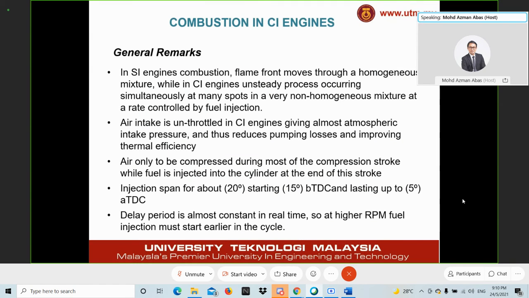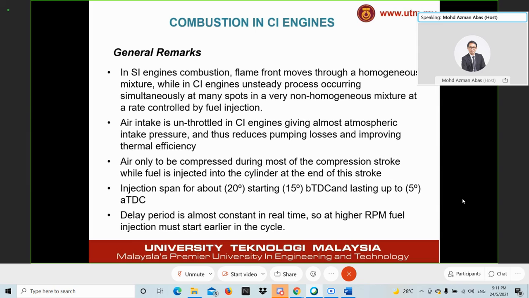In SI engines, the flame front moves through a homogeneous mixture, while in CI engines combustion is an unsteady process occurring simultaneously at many spots in a very non-homogeneous mixture. This is controlled by the fuel injection. As I said in previous chapters, the amount of power in diesel engines, or CI engines, is basically controlled by the fuel injection, because fuel injection controls the combustion process in the CI engine.